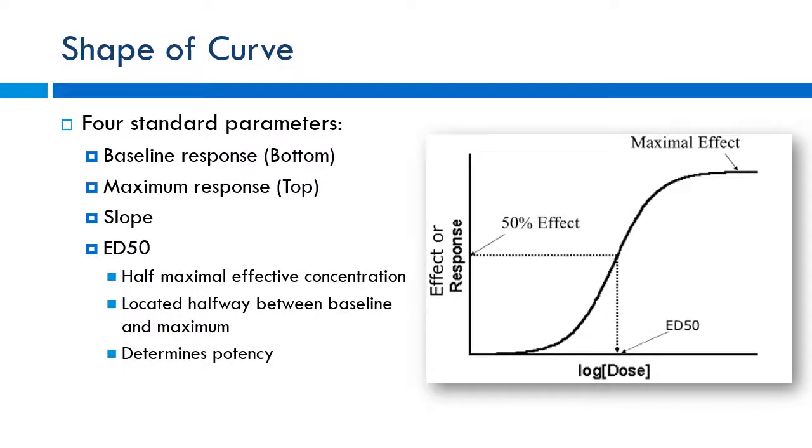So basically the four standard parameters you're going to find here are the baseline response, which should hopefully be 0 at the bottom. Your maximum response, when you have max receptor occupancy, should be the top response there. And then the slope is going to determine just how big a change in dose, how big of an effect you're going to see, right? So you can have curves that have a very steep slope to where very tiny changes in dose can cause big changes in effect, or you may have a shallow slope where you can have very wide ranges of doses before you'll see a change in effect that's pretty demonstrable, right? And the ED50 should be the half maximal effective concentration, located halfway between the maximum and the baseline, okay? And that's going to help us determine potency.